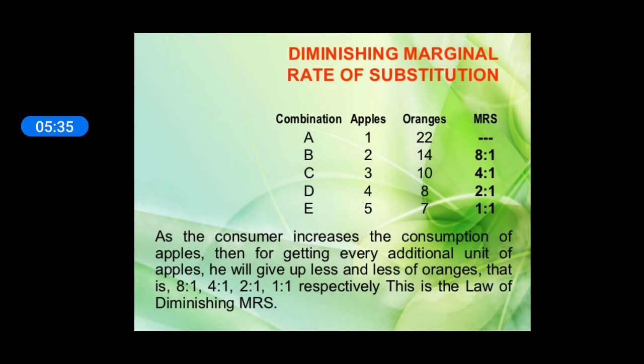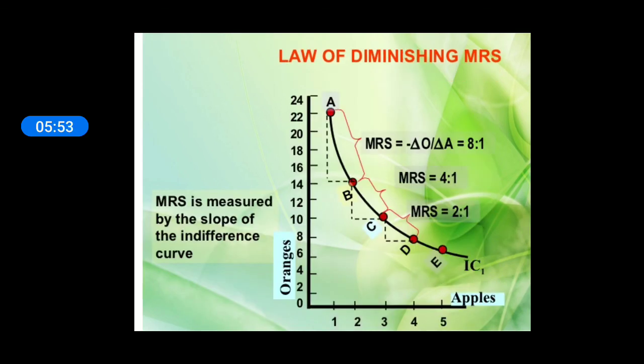Like MRS, for getting one more apple, he sacrificed firstly 8 units of orange, then 4 units of orange, then 2 units of orange, and then 1 unit of orange. This is the diminishing marginal rate of substitution. We can understand it with the help of this diagram.